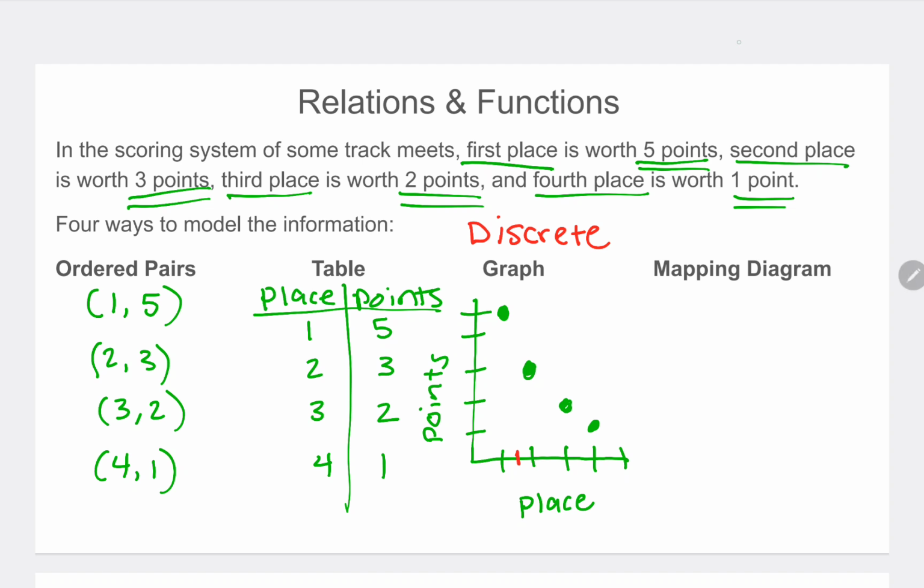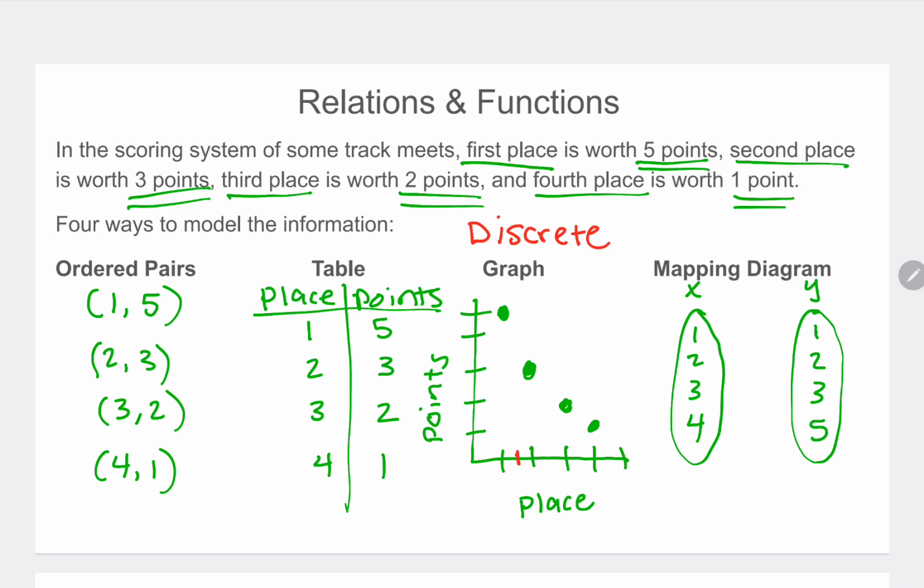And then lastly, we have what's called a mapping diagram, where your independent variable is written in one set, your dependent variable options are written in the other. So for example, our places are 1, 2, 3, and 4. Our points options are 1, 2, 3, and 5, and then we map which one goes to what. So first place goes to 5 points, and so on and so forth.